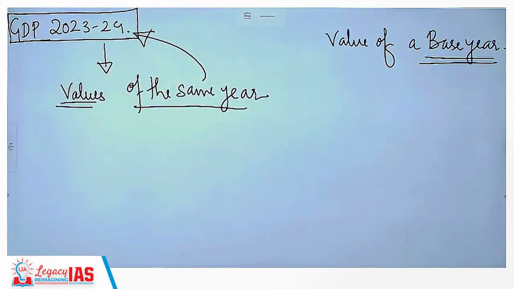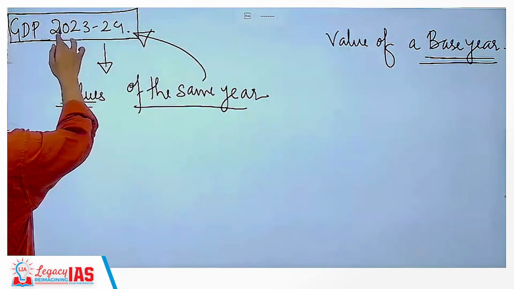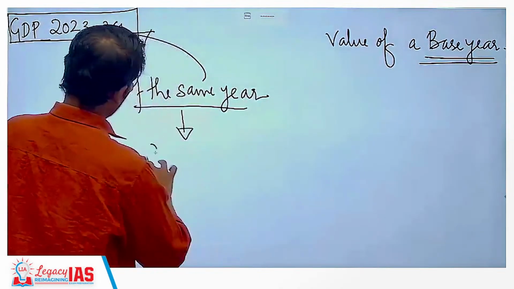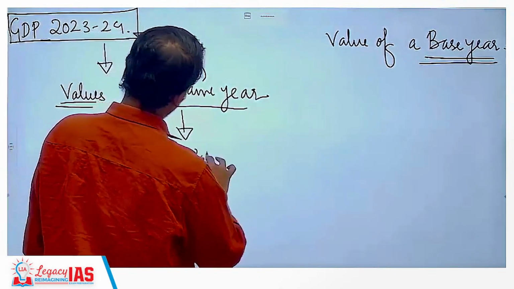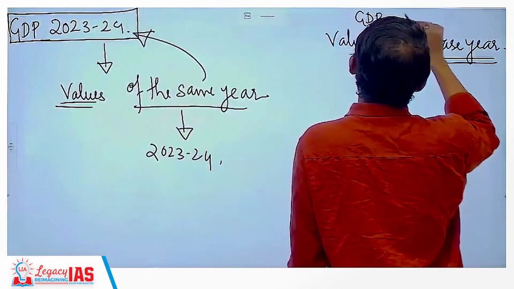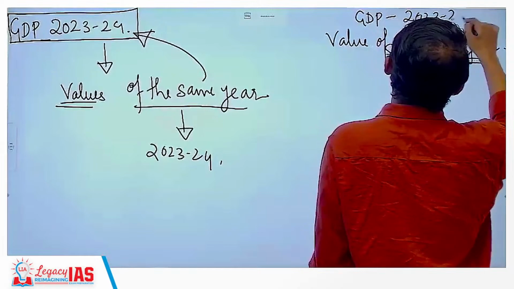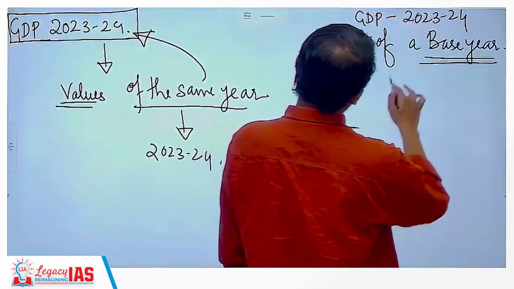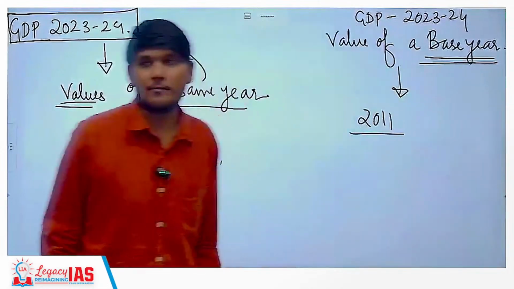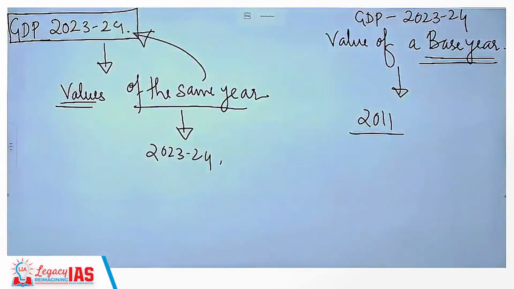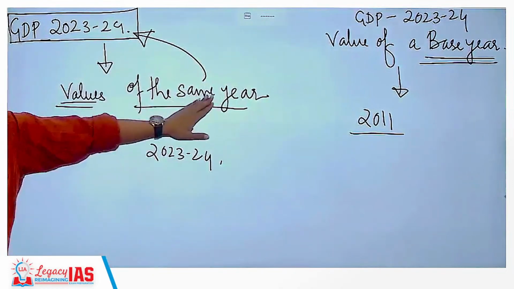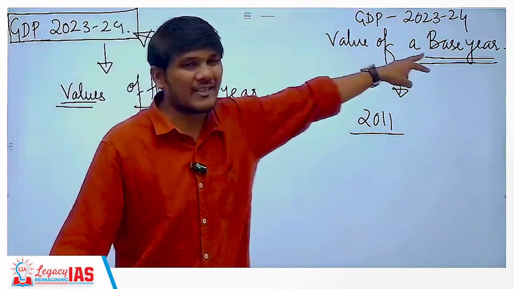Okay? So you are calculating GDP of 2023-24 and you take the value of the pen of 2023-24 only. The other way could be you are calculating the GDP of 2023-24 and you are taking the value of the pen of 2011, for example. So there are two different conditions, right? One is the same year, the other is the base year.